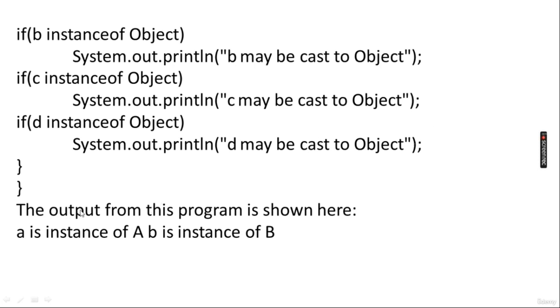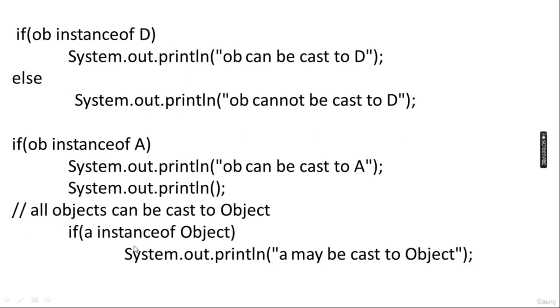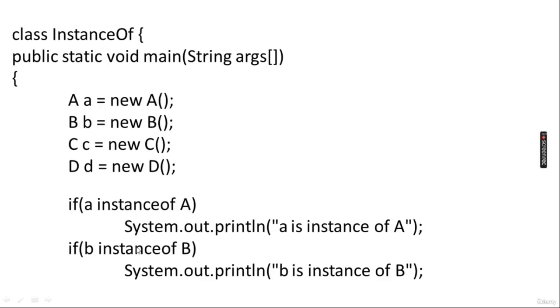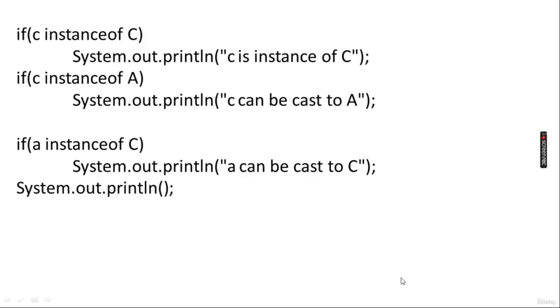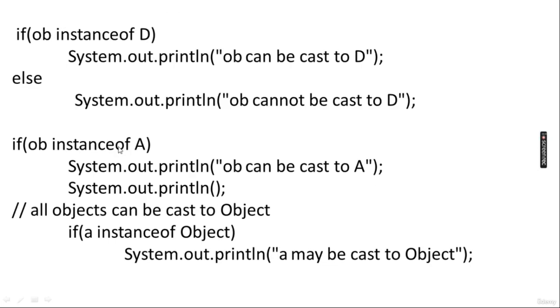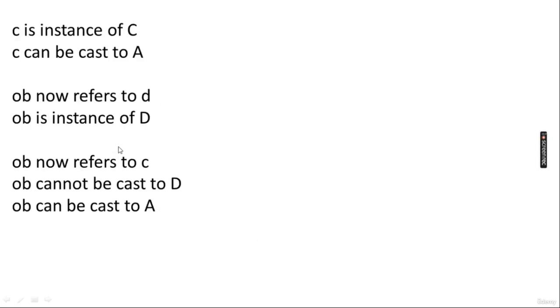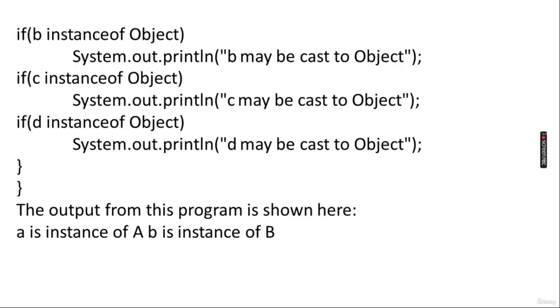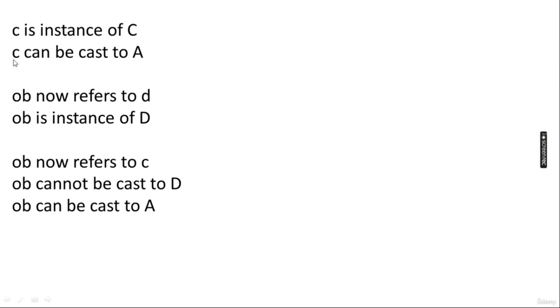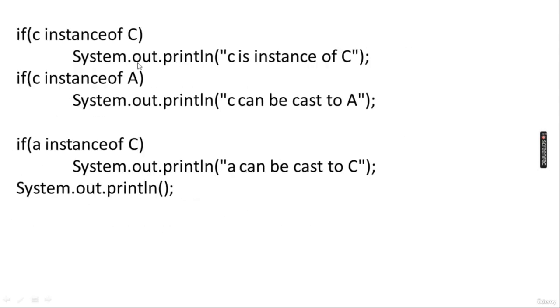So we will see the output. a is the instance of A. What was our first object? A. a is the instance of A, b is the instance of B, c is the instance of C, then a is the instance of C. What is the output? Okay, c can be cast to a.